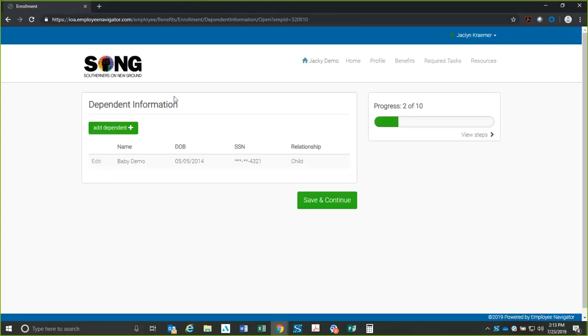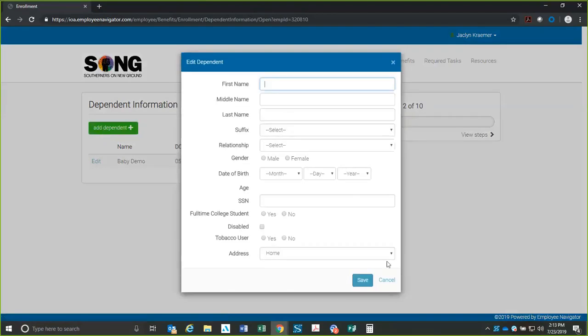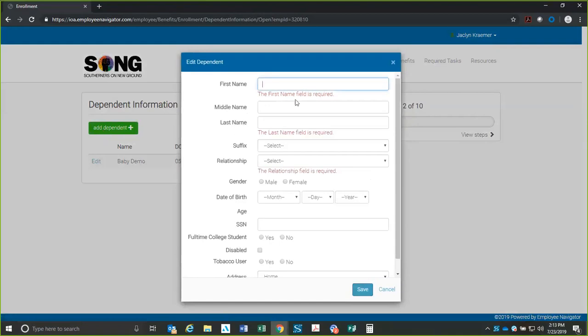If you have dependents, you can just click add a dependent and put them in here. I've already got a baby demo in here, so we'll just continue on. Actually, let me show you real quick. Add a dependent. If you hit save, it'll tell you exactly which fields you need. So this is required, that's required, your relationship is required, all of that detail.